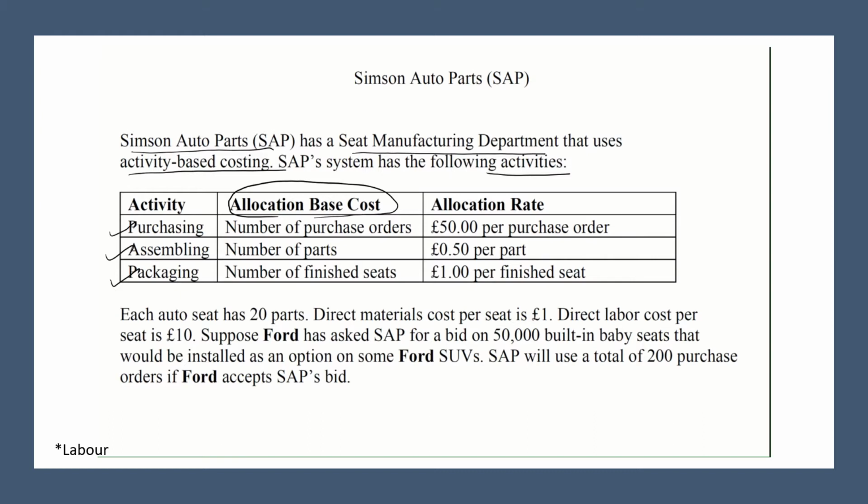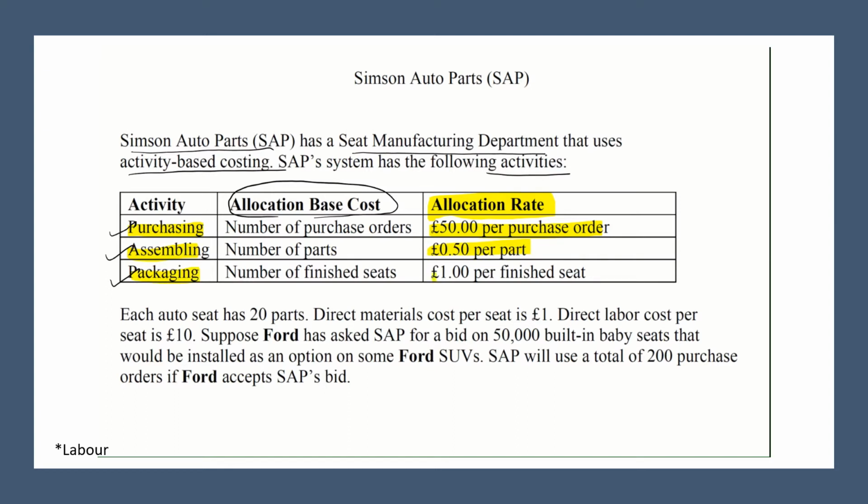And what is important to note over here is that, in fact, this is a tricky part. Instead of giving us the cost pools and then the number of activities, the question directly gives us the allocation rate. There is no information regarding cost pools or various activities, but we have been directly given the overhead allocation rate. For purchasing, the allocation rate is 50 per purchase order. For assembling, this is your rate.